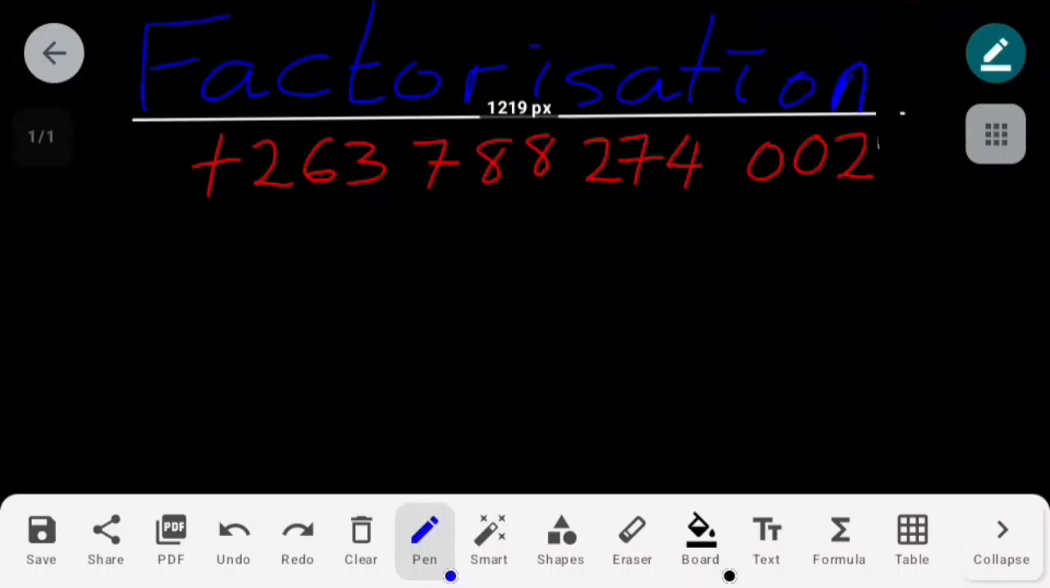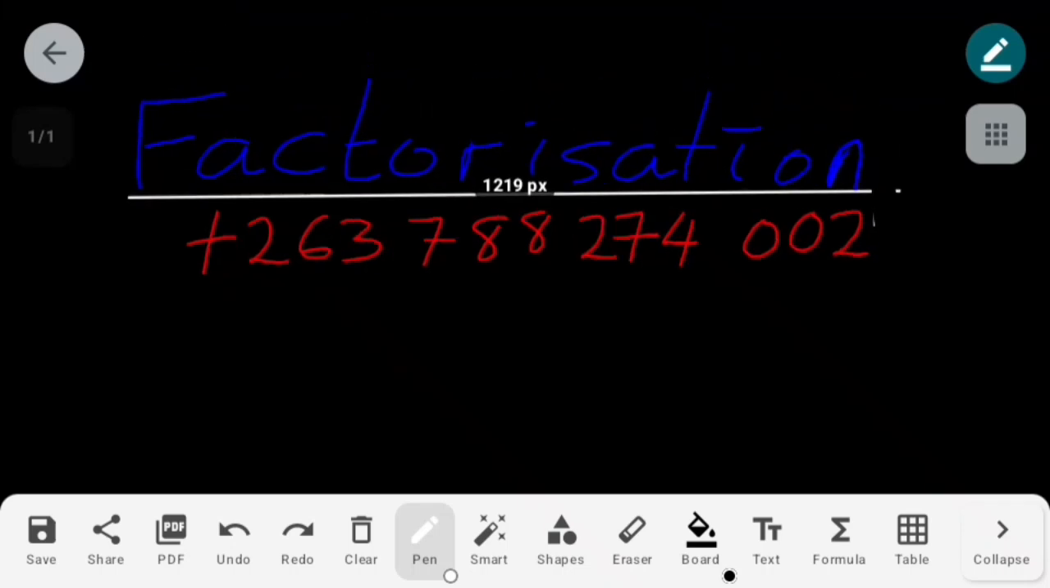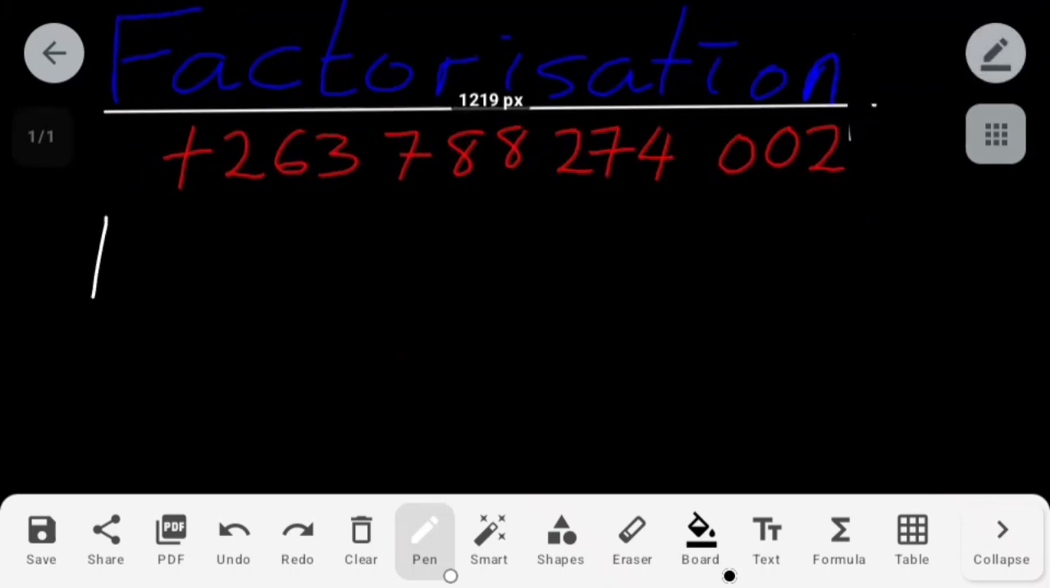Okay, so in this tutorial I'm going to look at factorization. We factorize using three different techniques. First, we can factorize using difference of two squares where it is applicable.